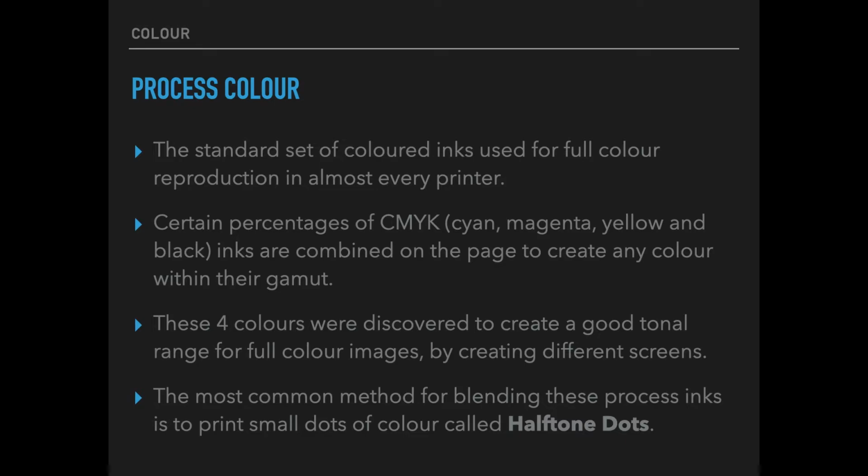Process color. The standard set of colored inks used for full color reproduction in almost every printer. Certain percentages of CMYK, cyan, magenta, yellow, and black inks are combined on the page to create any color within their gamut. These four colors were discovered to create a good tonal range for full color images by creating different screens. The most common method for blending these process inks is to print small dots of color called halftone dots.